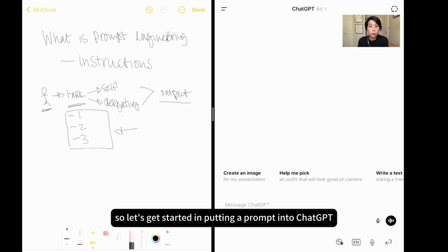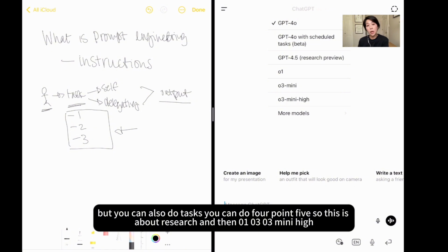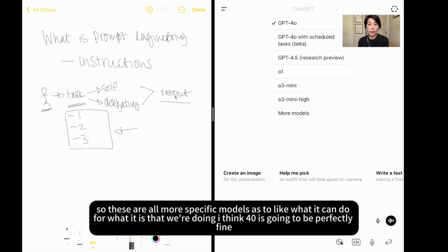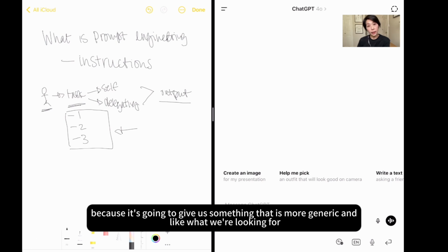So let's get started in putting a prompt into ChatGPT. This is a paid version of ChatGPT, and you will see that there are a lot of different options as to what you can choose from. I use ChatGPT or GPT-4o the most often, but you can also do tasks. You can do 4.5, which is about research, and then O1, O3, O3 mini high. These are all more specific models as to what it can do. For what we're doing, I think 4o is going to be perfectly fine because it's going to give us something that is more generic, like what we're looking for.